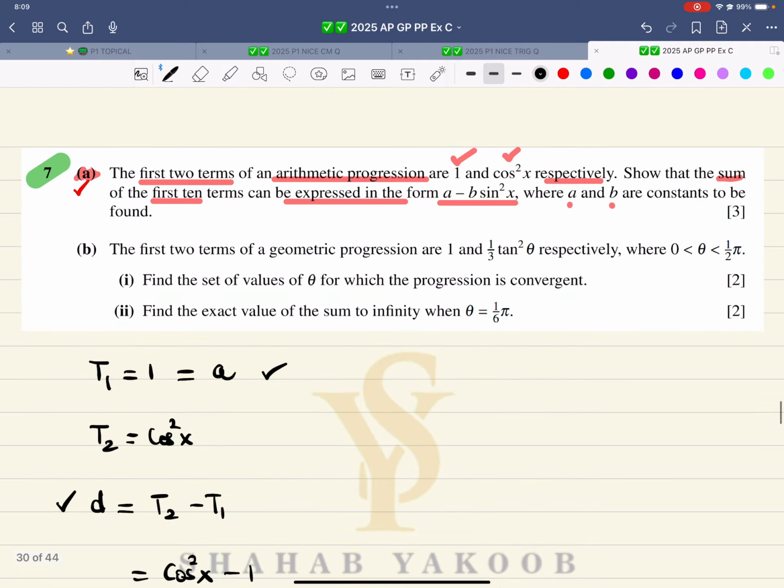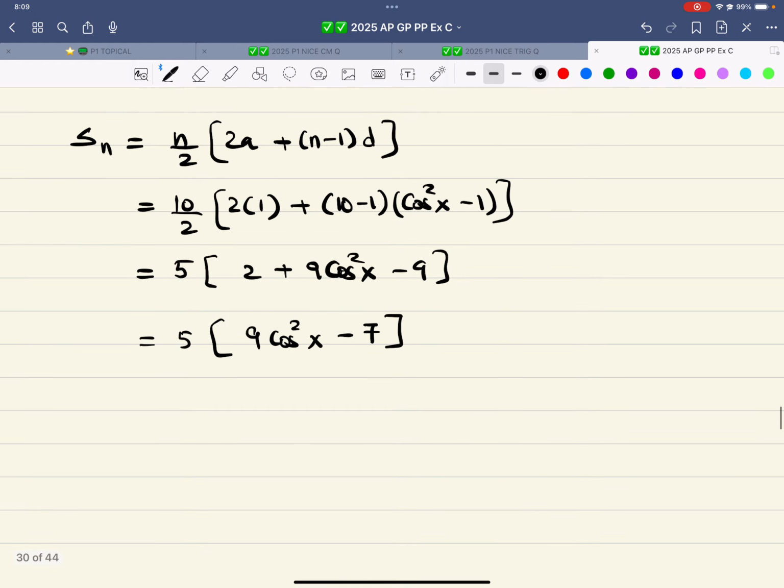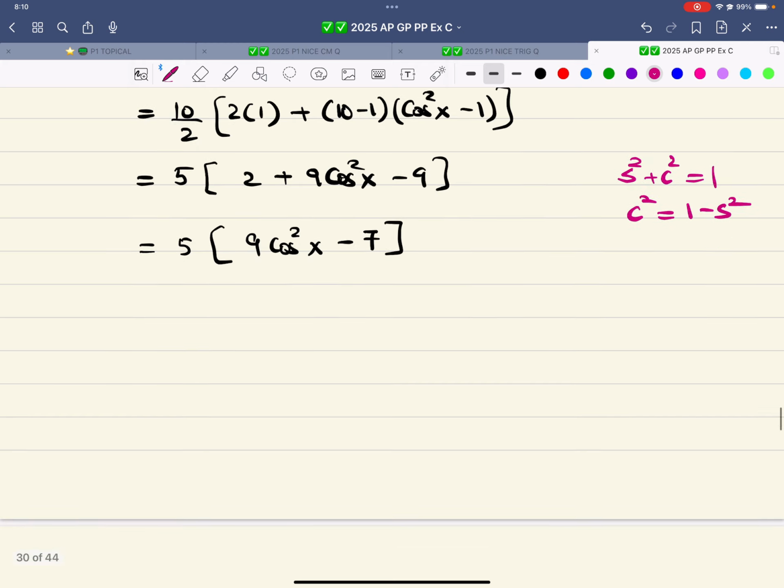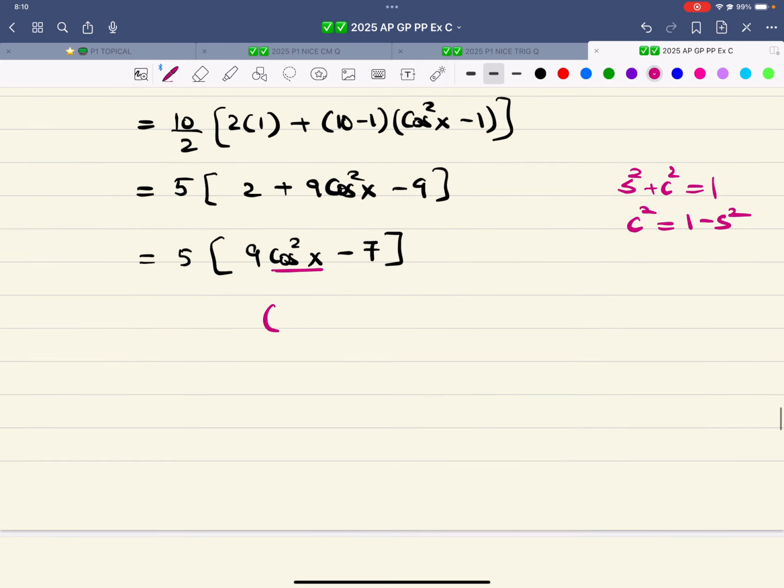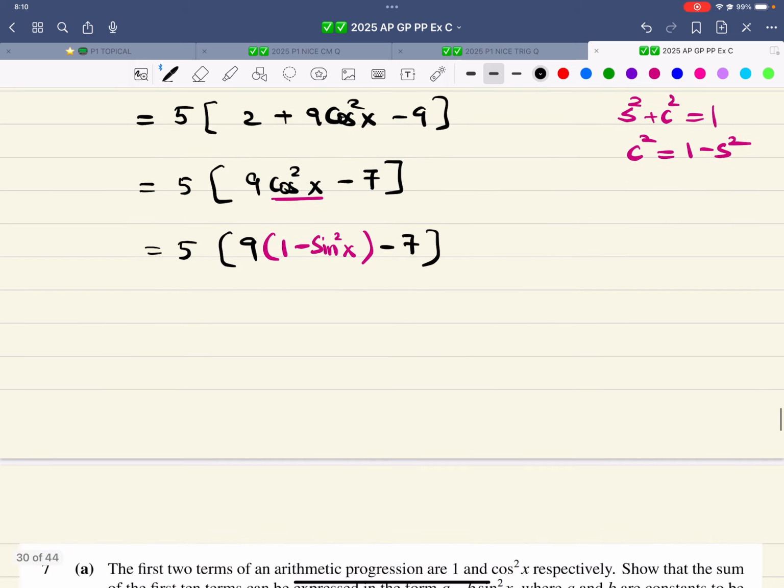But I want it in terms of sine square x. So let me write over here, sine square plus cos square equals to 1. Therefore cos square is 1 minus sine square. So instead of cos square, let's write 1 minus sine square x. And then we have this 9 as it is, we have the 7 as it is, we have the 5 as it is. So this is 5 still on the outside, 9 minus 9 sine square x minus 7.